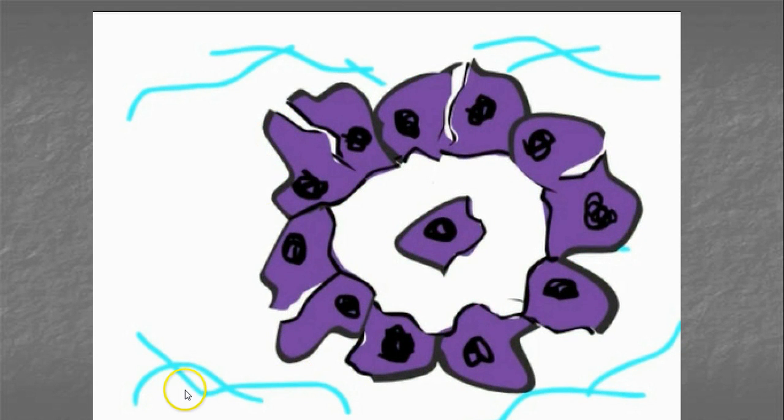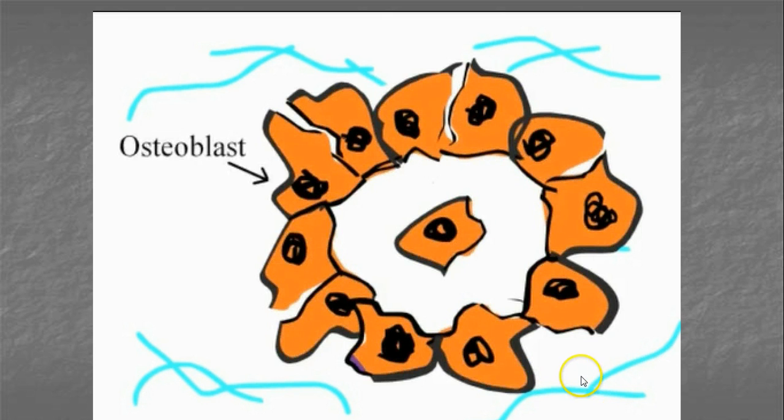After sufficient replication, these mesenchymal cells begin differentiating, becoming bone-creating osteoblasts. Remember, we said osteoblasts are one of the three types of bone cells, and their main job, osteoblasts, build bone.